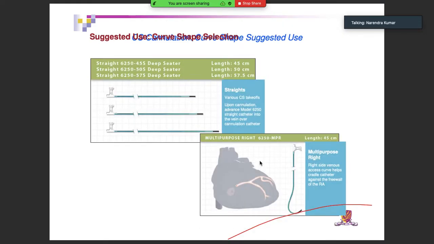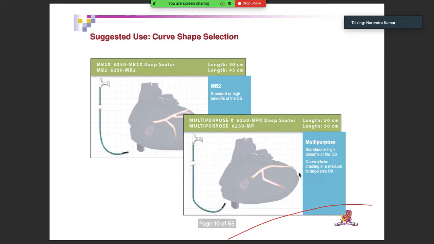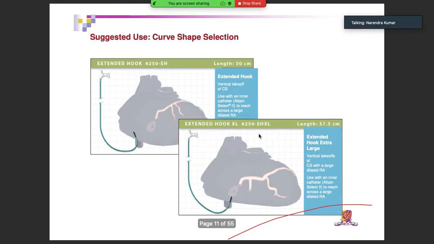As you can see over here, these are the various options available: the straight deep seater, 45S, 50S, 57S, okay. Otherwise, sometimes you can also think of using the multipurpose right catheter. And even the curve shape selection, you can think of different options that are available.